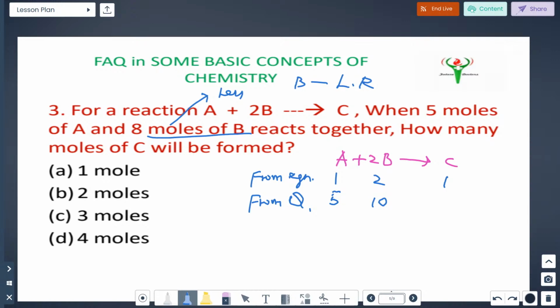So I am saying B is the limiting reagent. Now we compare this and this. Actually 10 moles should be reacted, but the sum itself gives only 8 moles. Therefore I am saying B is the limiting reagent. Okay, now see.